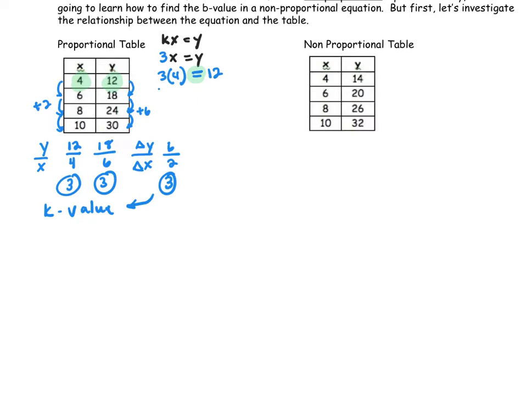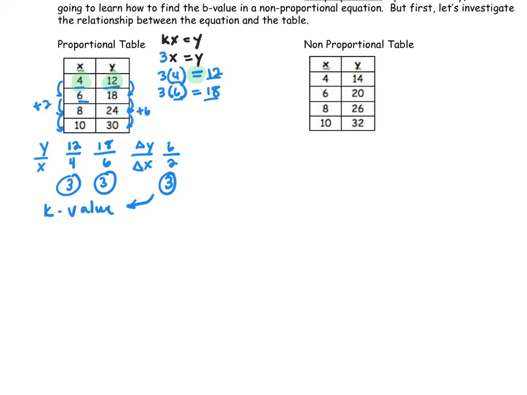And that's going to happen every time I take my next x value, which is 6, multiplied by my k value, 3 times 6, and I do get back 18. So 4 and 12 match up in my equation. 6 and 18 match up. And this will continue to happen for every value.